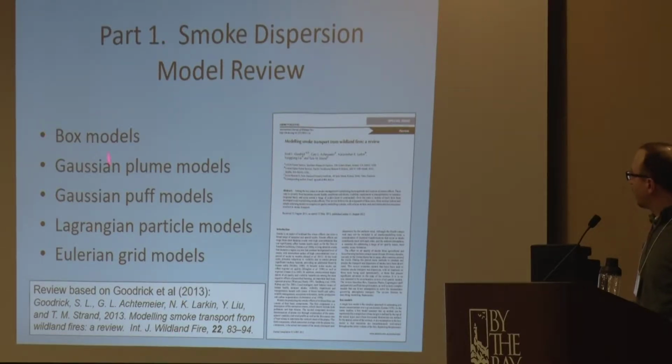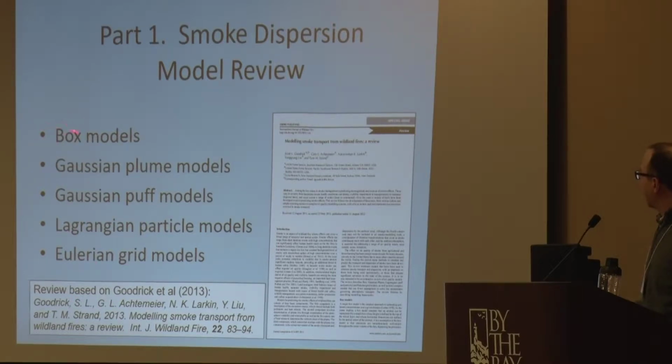But in this talk, we're going to go through 5 different classes of smoke dispersion models, starting with the simplest models: box models, Gaussian plume and Gaussian puff models, and those are also on the simpler end of the spectrum of smoke dispersion models. And then on to Lagrangian particle models and Eulerian grid models. I hope your eyes aren't glazing over at this point. This is a lot of fun terms here, but we'll get into each one of these.